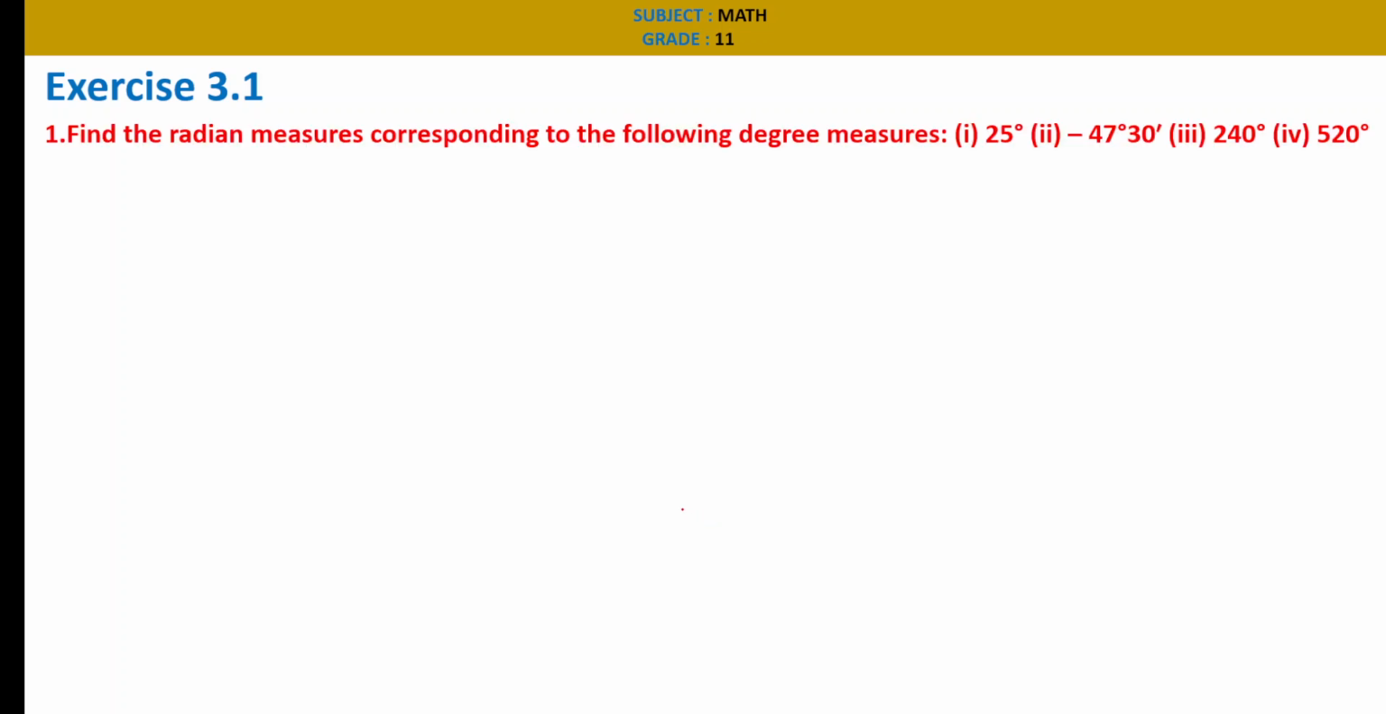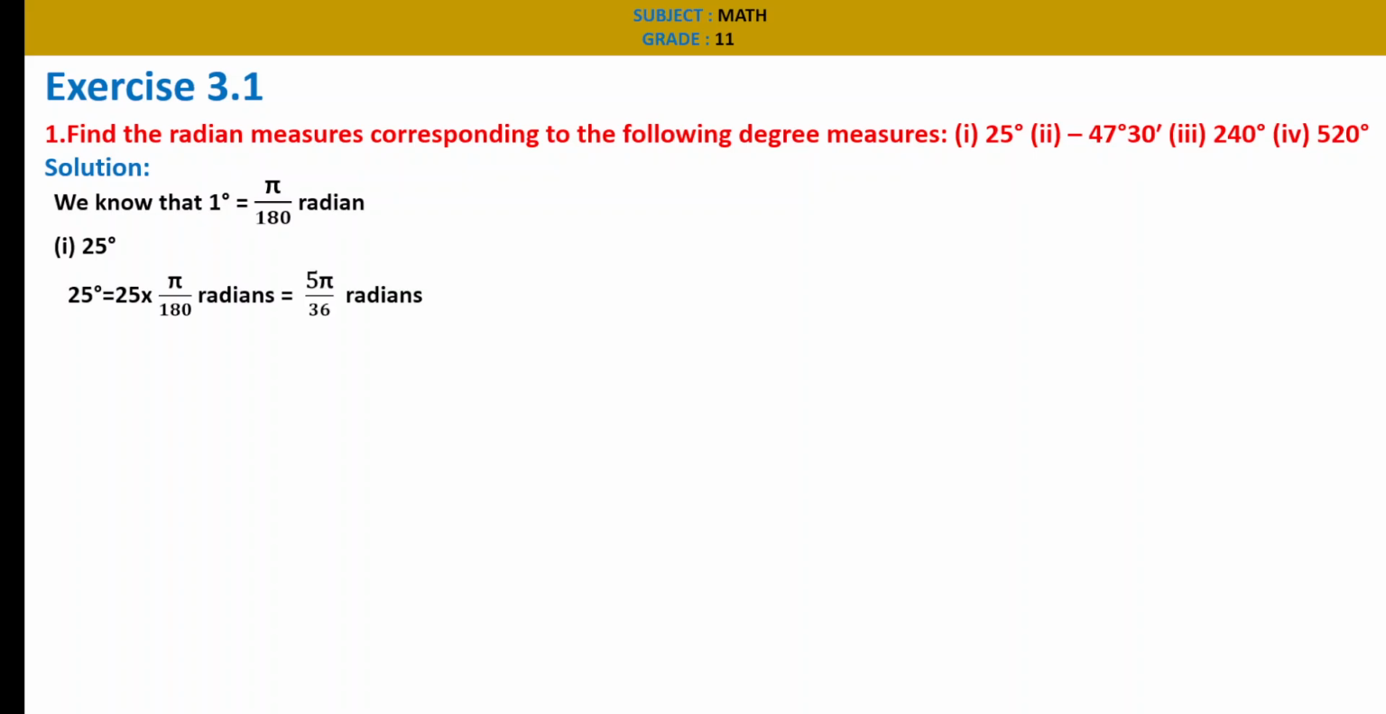Exercise 3.1, first question. Find the radian measure corresponding to the following degrees: 25 degrees, minus 47 degrees 30 minutes, 240 degrees and 520 degrees. Solution. We know that 1 degree is equal to pi by 180 radian. Therefore, 25 degrees can be written as 25 into pi by 180 radians.